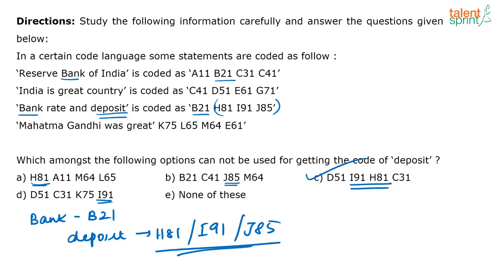Okay. Correct answer will be option C. Here you have I91. But again if we get I91, we have to find out the others, which amongst the following options cannot be used for getting the code of deposit.